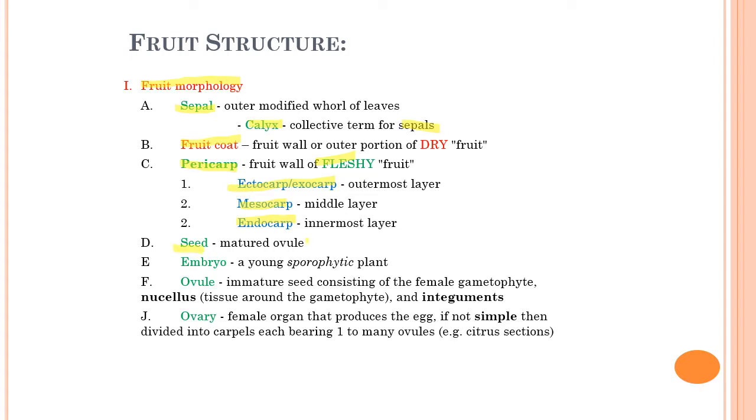And these seeds are matured ovules. As you know, fruits are also mature ovaries. So seeds are mature ovules. Inside the seed, there's an embryo. So basically, the ovules will give you the seeds, and the ovary will give you the fruit. That's how the structure of the fruit is made.